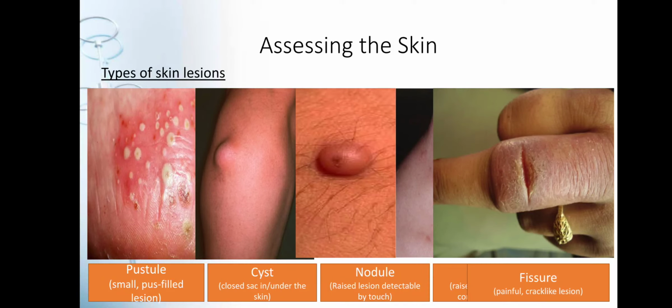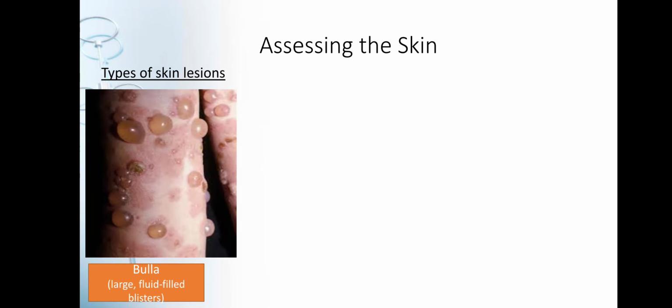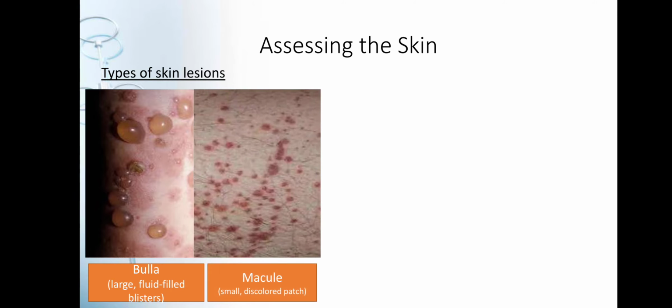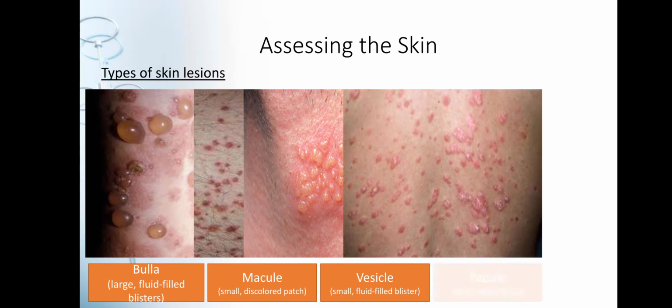So, talagang nag-crack na siya. So, naghiwalay yung skin, no? We have the bulla, a large fluid-filled blisters. Okay, usually mga blisters, pwede yan, ganyan yung itsura niya. We have macules, small discolored patch. Ito yung nakikita natin sa measles or sa mga pasyente natin na merong chickenpox. Okay, we have vesicles, small fluid-filled blisters. Ito din yung nakikita natin sa mga chickenpox patient. We have the papules, pwede din to. Okay, a solid raised lesions.